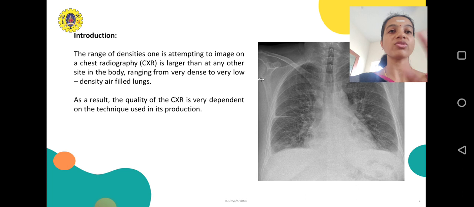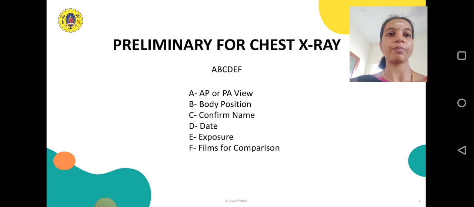The range of densities one is attempting to image on chest radiography is larger than at any other site in the body. We already know that the chest is a very dense place, which makes it very difficult to take the radiograph. Next, preliminaries for chest X-rays.